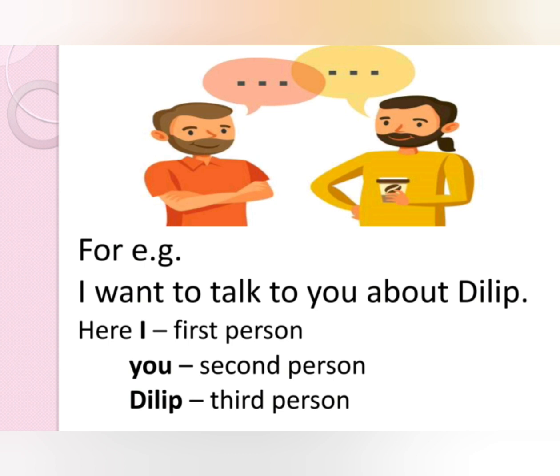Let's understand this with an example. I want to talk to you about Dilip. Here, I want to talk. So, I am the first person. I want to talk to you. So, you are the second person. I want to talk about Dilip. So, Dilip is the third person. I hope this was simple enough to understand.